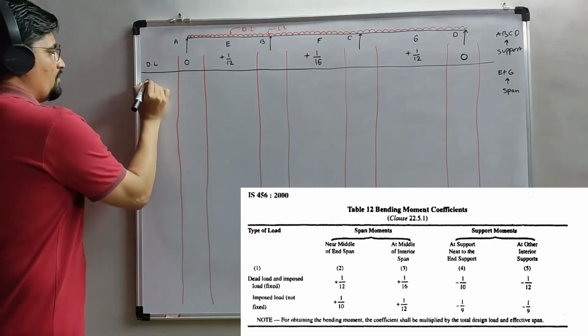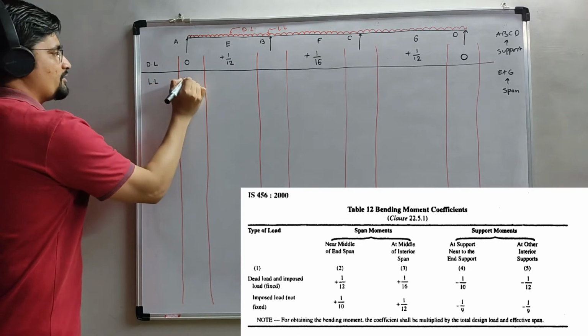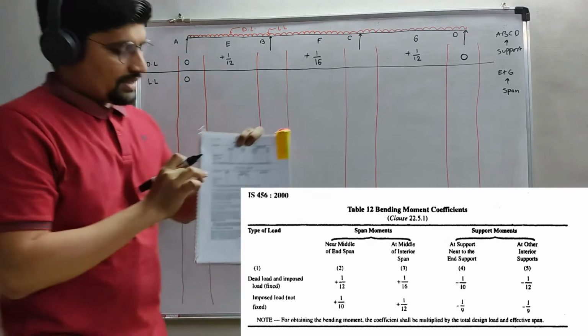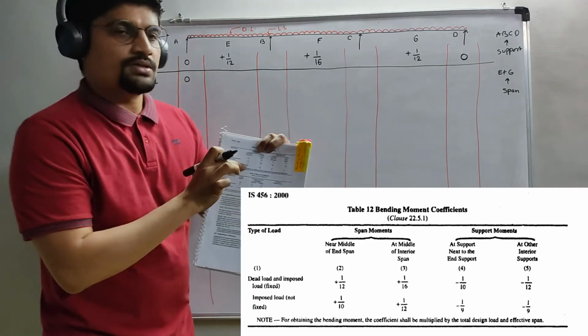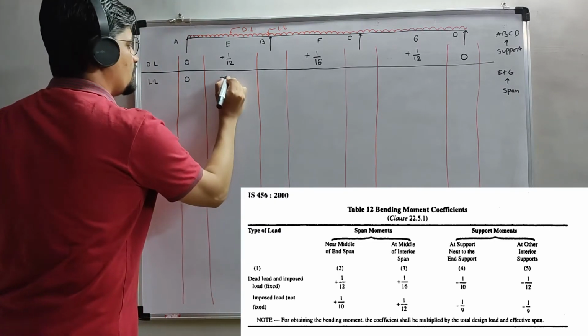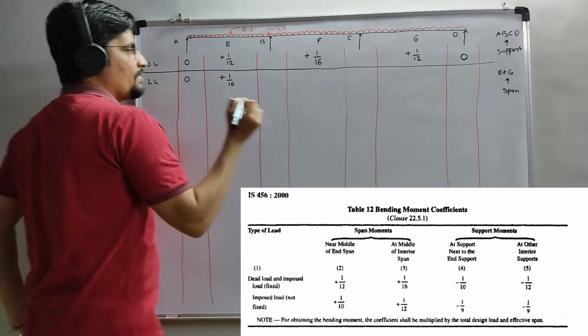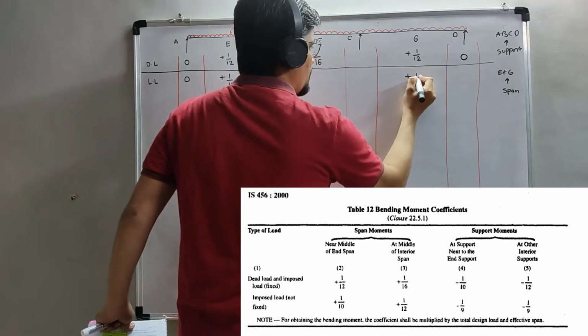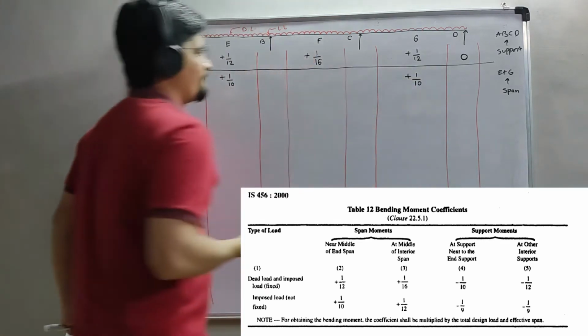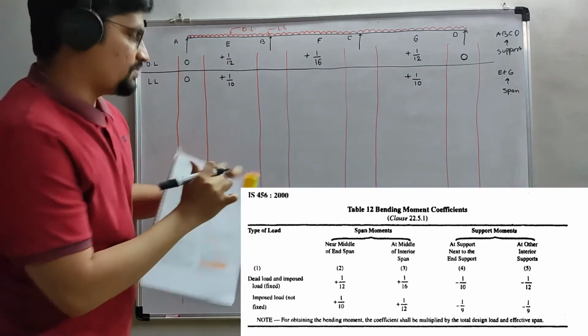Now for live load. Live load also, this is 0. So live load is the second one. Plus 1 by 10 near middle of end span, so it is also plus 1 by 10. And interior span plus 1 by 12.